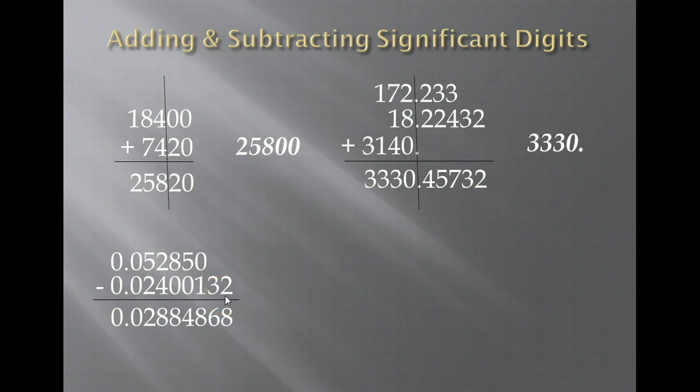Now, when we take a look at the number down below, 0.024000132, this 2 is now our guess. So when we go to subtract them, that 0 in the top is our guess. So therefore, we cannot use any digits after that. When we take a look at it, we have this 6 here, and this 6 tells us that that 8 now needs to round up and become a 9. So our final answer would be 0.028849. This is how you add and subtract significant digits.